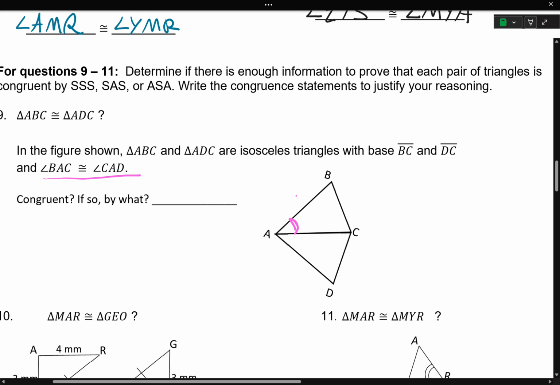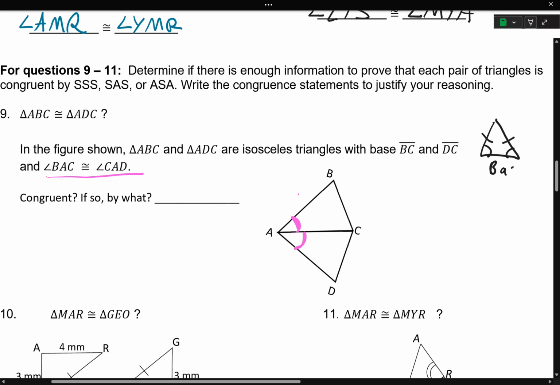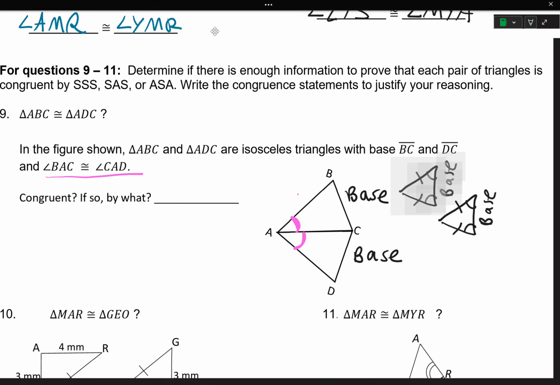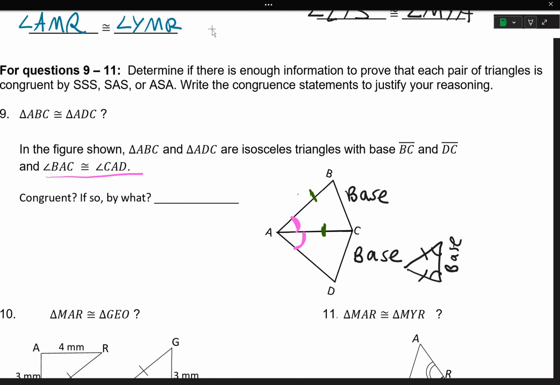That's the angle here and here. Okay, now, an isosceles triangle is a triangle that has two congruent angles and two congruent sides attached to its base. The base of the triangle on top is BC, and the base of the triangle on the bottom is DC. I'm going to use the magic of technology to rotate this drawing to match the triangle. Okay, that means the top triangle has these two sides congruent, and the bottom triangle has the same idea.